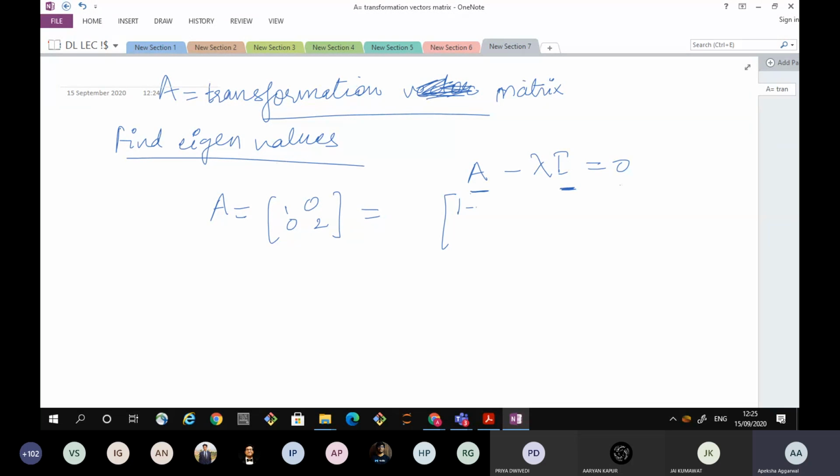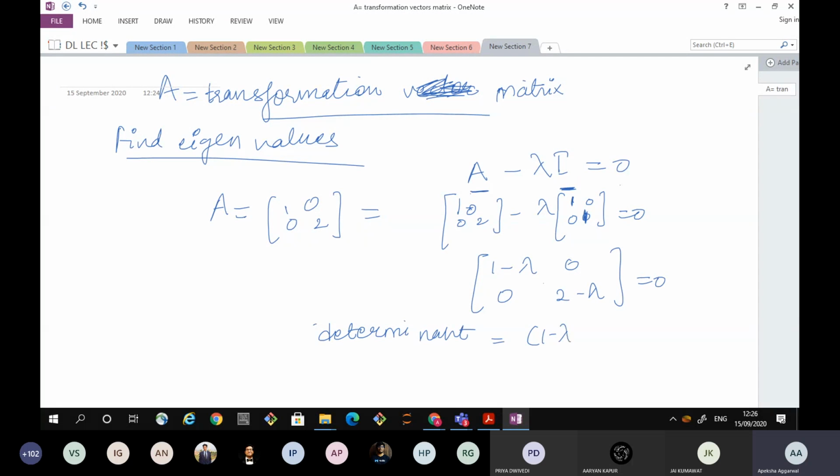So it would be 1 0 0 2 minus lambda times the identity matrix 1 0 0 1, equals 0. If I subtract it, I'll get 1 minus lambda, 0, 0, 2 minus lambda, equals 0. If I calculate the determinant, it is 1 minus lambda times 2 minus lambda equals 0. So I'll get lambda as 1, 2. So these are my eigenvalues.